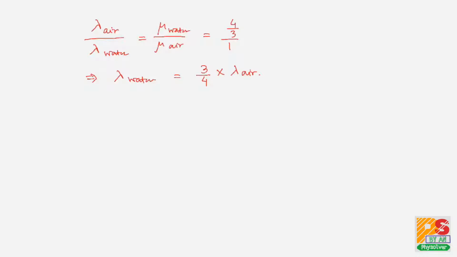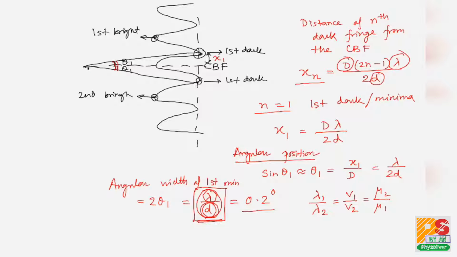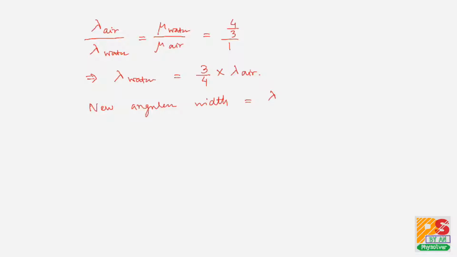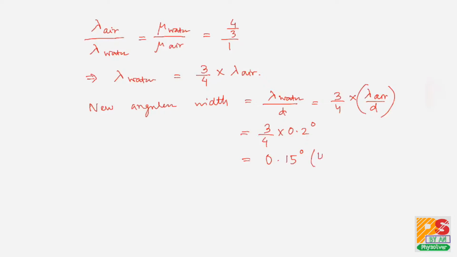Therefore, the new angular width will be, see the formula, lambda by d. So new angular width will be lambda water divided by d, that is 3/4 of lambda air divided by d. Lambda air divided by d is given as 0.2 degree. So the answer is very simple, 0.15 degree. I hope you understand. So option 4 is correct.